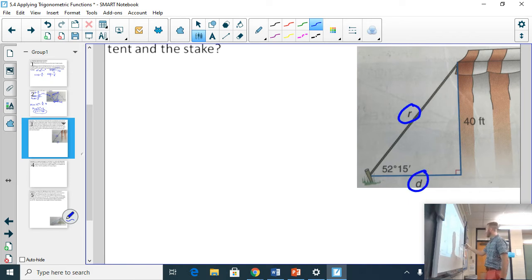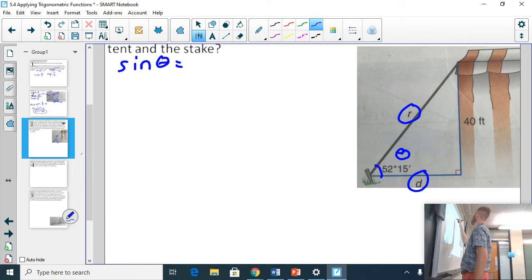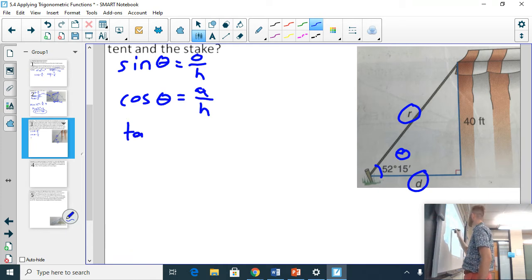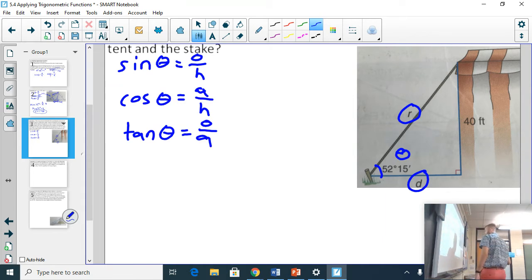And again, we have this angle here, right? Let's call this angle theta, just so we have something to call it. And again, we know that sine of theta equals opposite over hypotenuse. Cosine of theta equals adjacent over hypotenuse. And tangent of theta equals opposite over adjacent.